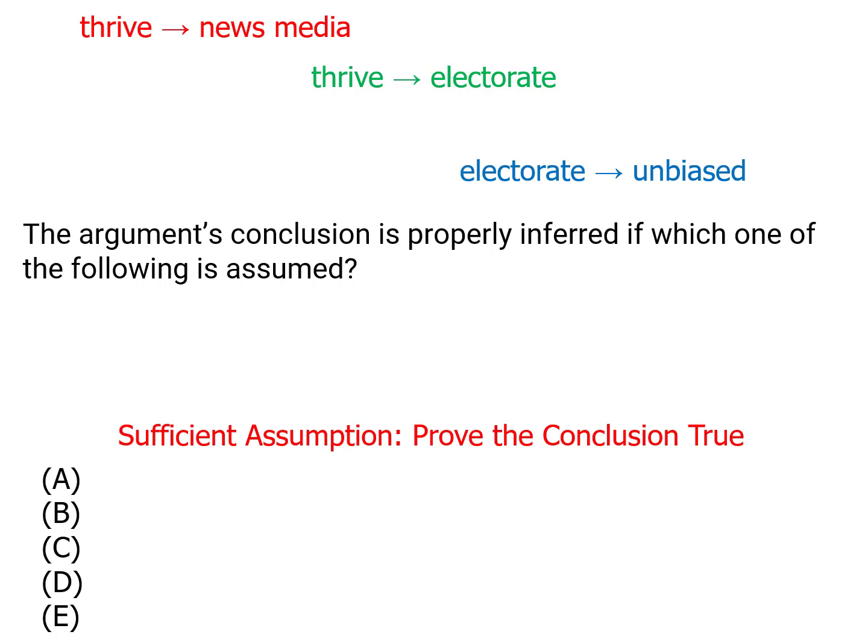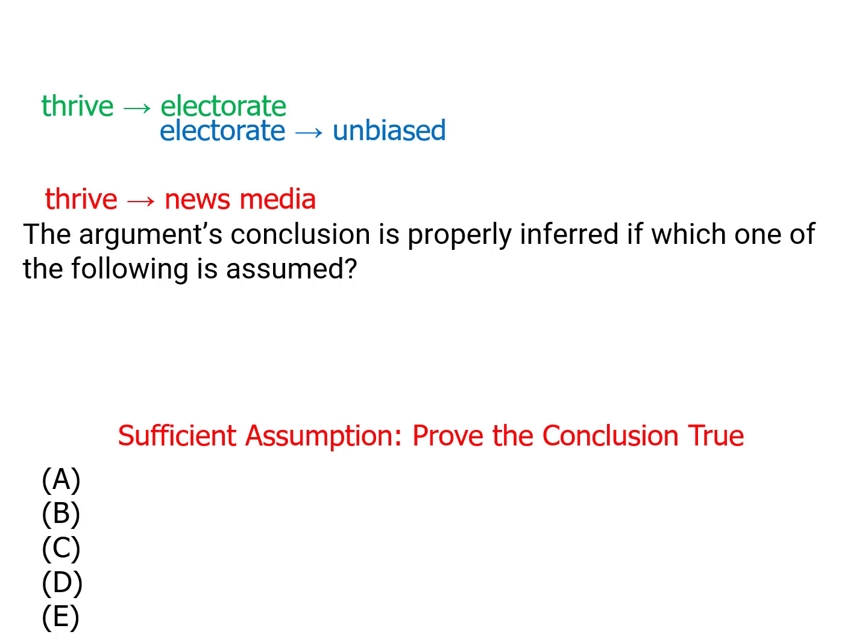If we rearrange these, you can see the gap that we've got to fill. So in order to thrive, you need an educated electorate. And in order to have an educated, knowledgeable electorate, you have to have a source of unbiased information. So we can prove that in order for democracy to thrive, they have to have a source of unbiased information. But the conclusion here is, in order for them to thrive, they need the news media. There's a gap there between a source of unbiased information and the news media. We need to fill that gap.